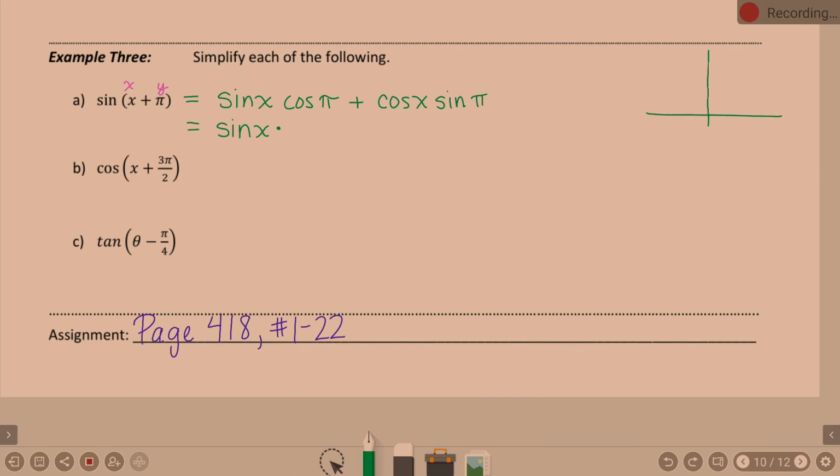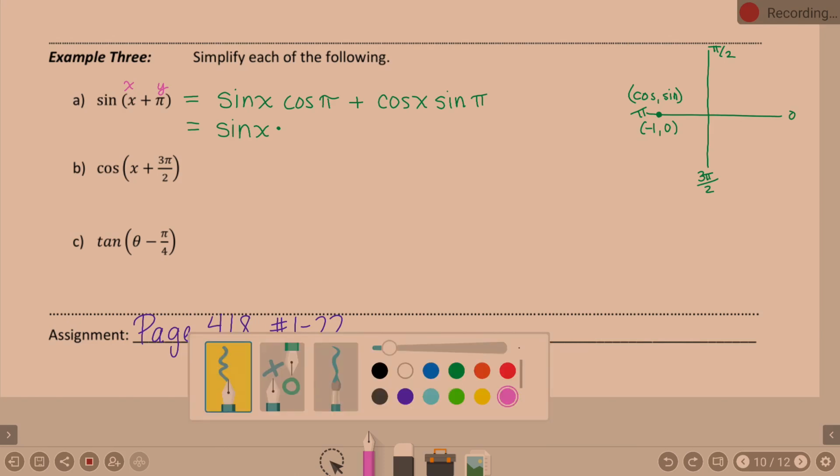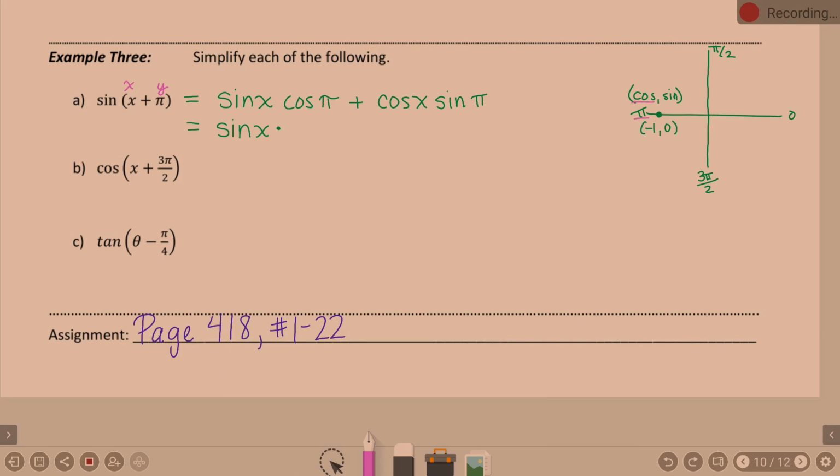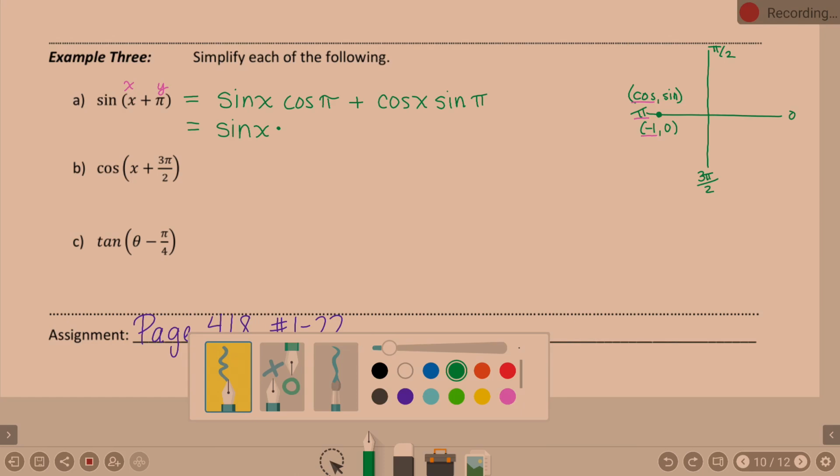Here's your visual, folks. We have 0, pi over 2, pi, and 3 pi over 2, yes? We're being asked about the cosine of pi. What's the ordered pair at pi? You go left 1, up or down 0. What's the order in an ordered pair? The order in an ordered pair is cosine sine. So what do we know here? The cosine of pi is -1. Is that coming back to you?